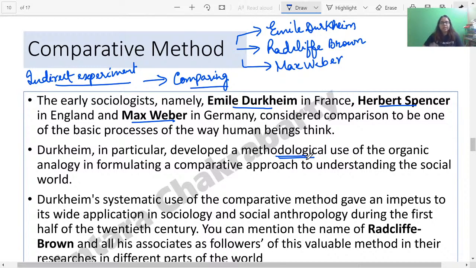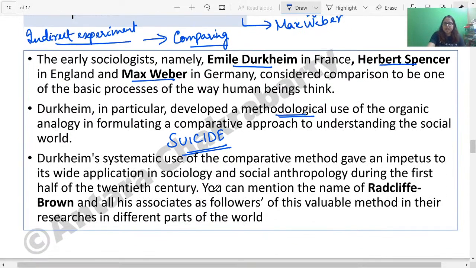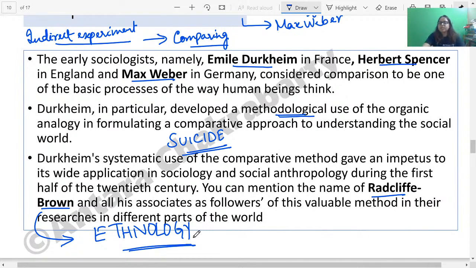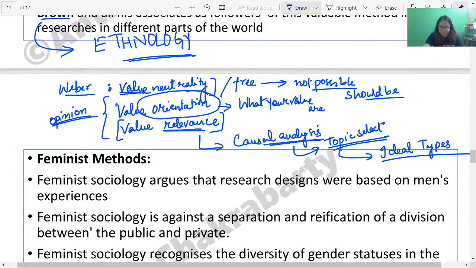Now, Durkheim in particular developed a methodological use of organic analogy in formulating a comparative approach to understanding social world. उन्होंने क्या किया था कि अगर in the study of suicide का हम लोग example ले, he has compared different societies, different categories of people and have told us what it is like. In the other way, we also see that this thing has been followed by Radcliffe Brown, and Radcliffe Brown's study is known as nothing but ethnology. Ethnology is nothing but comparative study of different societies. Okay, I think this portion is clear to you people as of now.